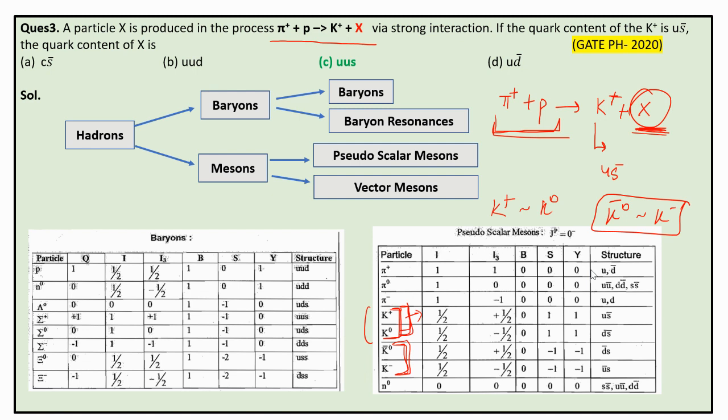Strangeness. Yeah, maybe strangeness will play a role. That strangeness you can find from the Gell-Mann-Nishijima rule, right? Q is equal to I3 plus B plus S by 2, if you know the other terms.